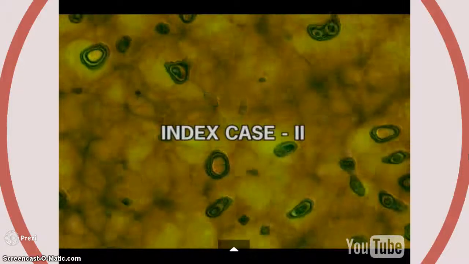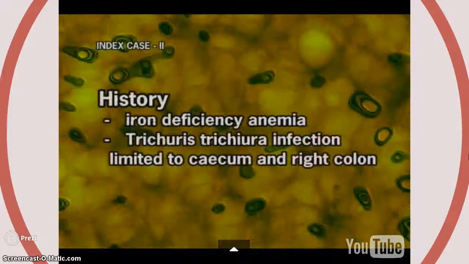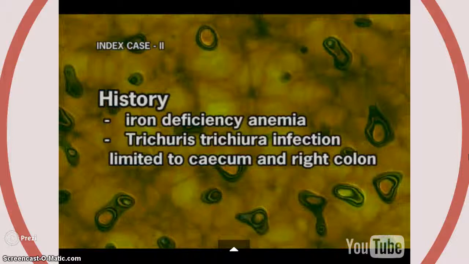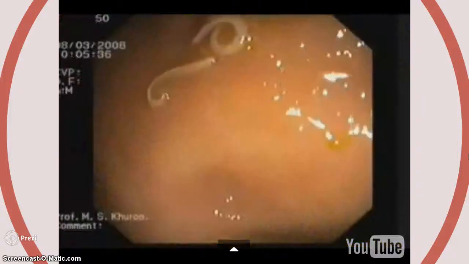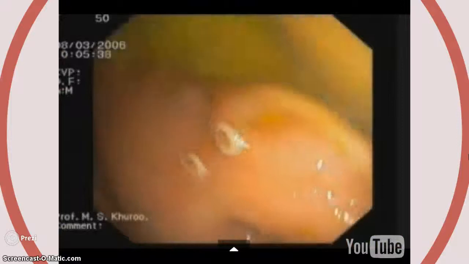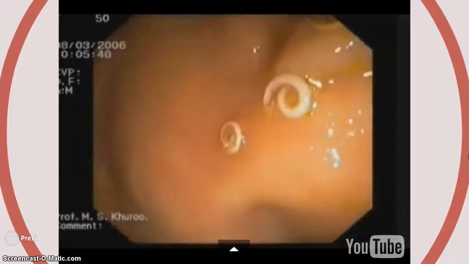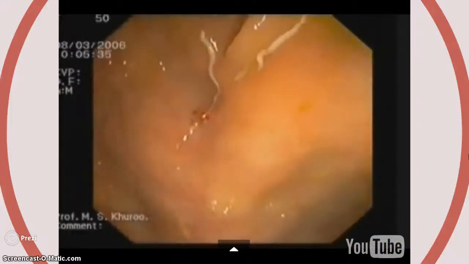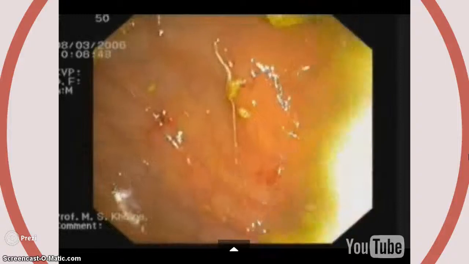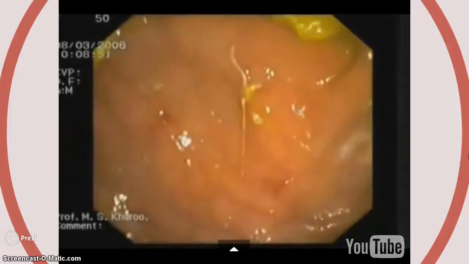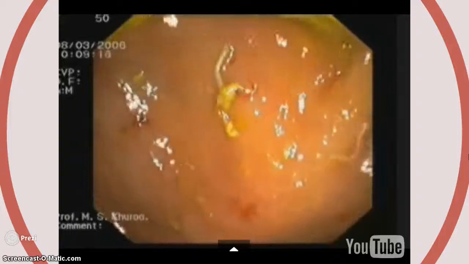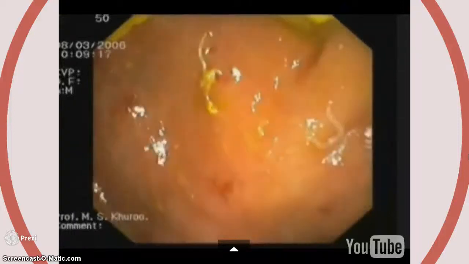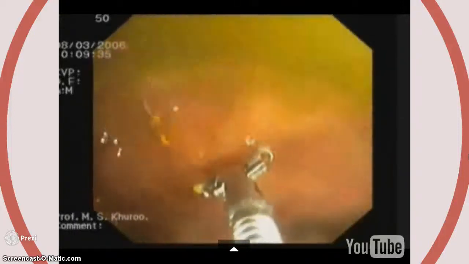Our index case 2 was a 40-year-old female with iron deficiency anemia. She had Trichuris trichiura infection limited to the cecum and right colon. This video shows Trichuris trichiura worms actively moving in the cecum. The fact that the anterior narrowed end of the worm, that is the whip, was embedded in the mucosa and could be extracted from the mucosa by holding and pulling on the posterior segment of the worm by forceps is shown in this video.